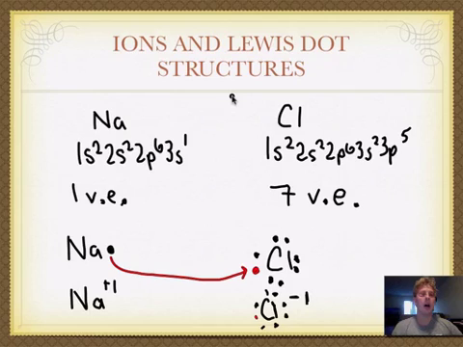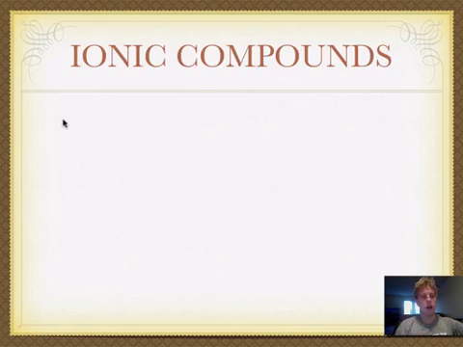When you draw Lewis dot structures for ions, it's important that you represent on there that if it's gaining to get to 8, there should be 8 valence electrons now drawn around it along with the charge. Whereas if it's giving up electrons to get to 0, then you're just going to write the symbol with the charge. Now, it is the gaining or giving of electrons that is going to form ionic compounds.